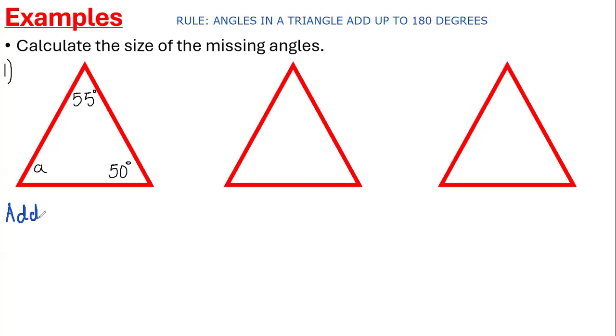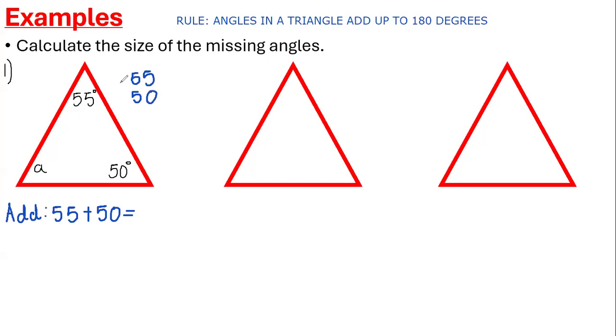First step is add. What are we adding? We're gonna add 55 and 50. Very good. 55 plus 50 will give you 105, and subtract it from 180 degrees, that will give you the angle of 75.